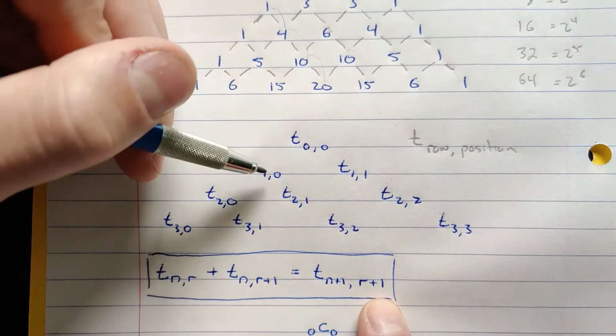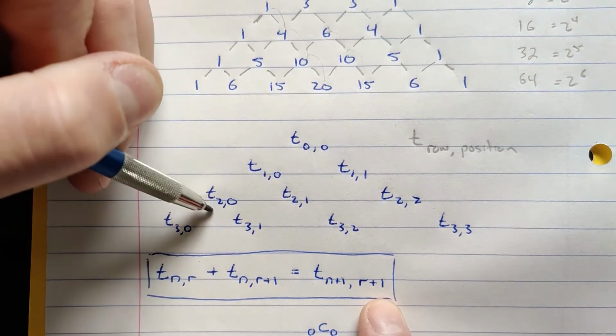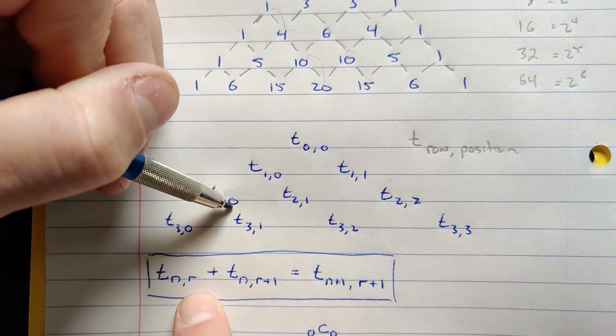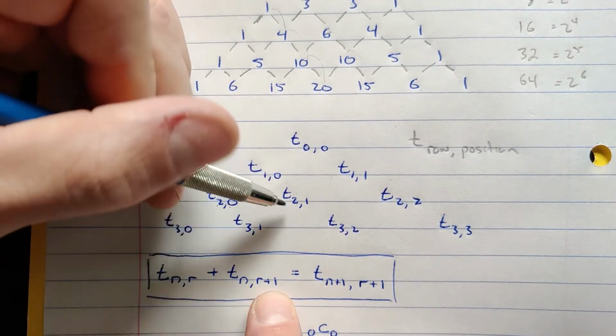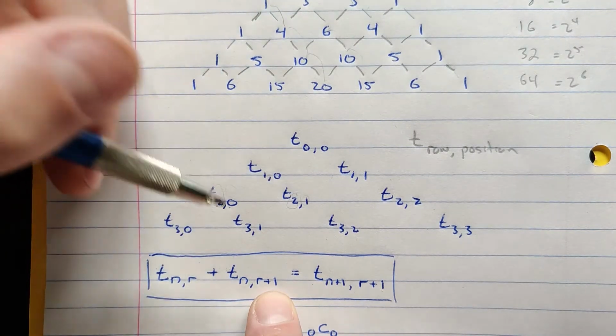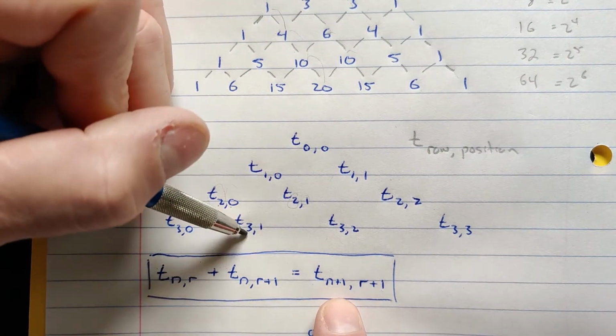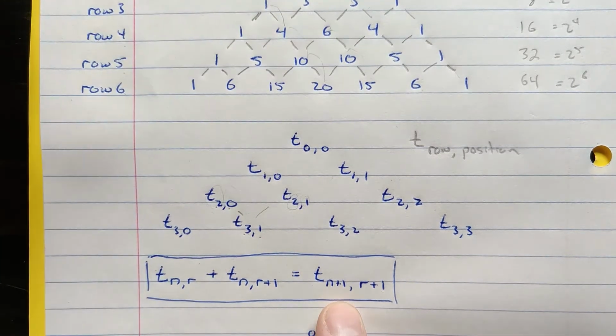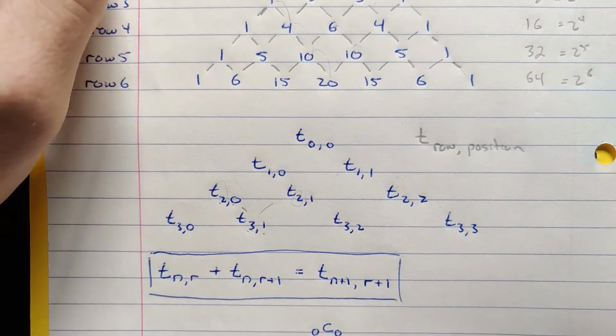So if we look here, if we take the term 2, 0, so n is 2, r is 0, and then n and r plus 1, so n is still 2, r plus 1 is 1, we're going to get n plus 1, which is 3, and r plus 1, which is 1. So these two add to here is what that means.